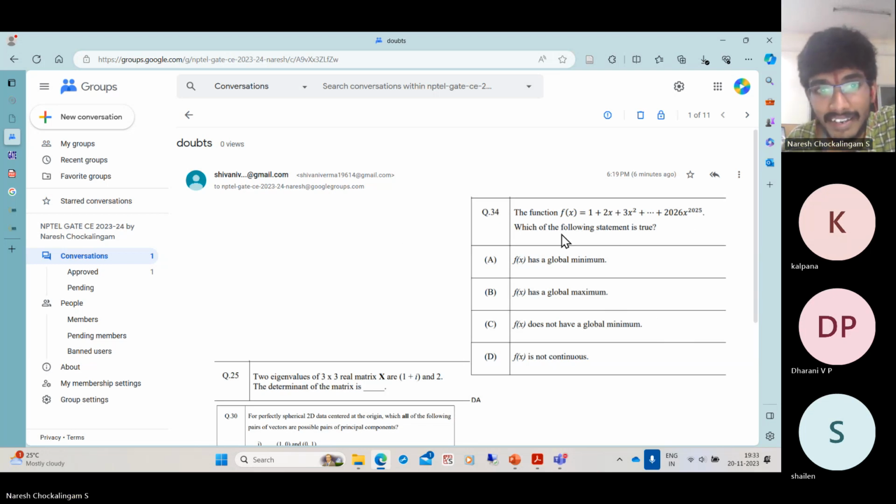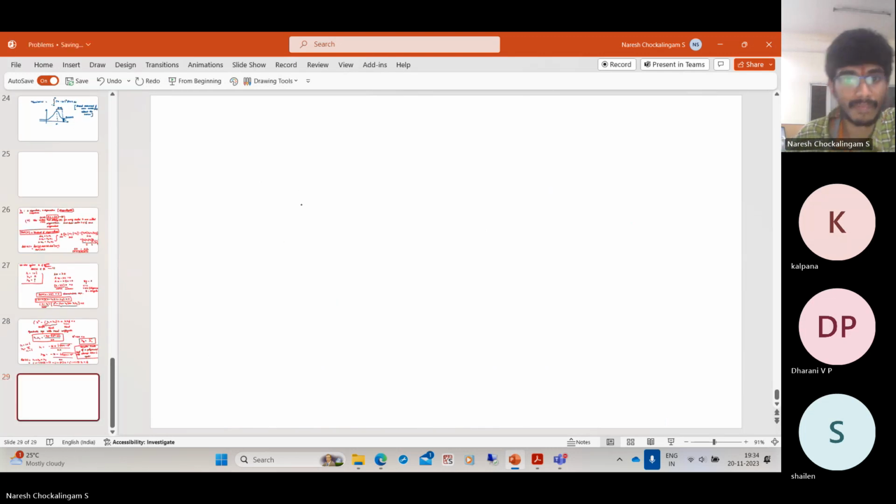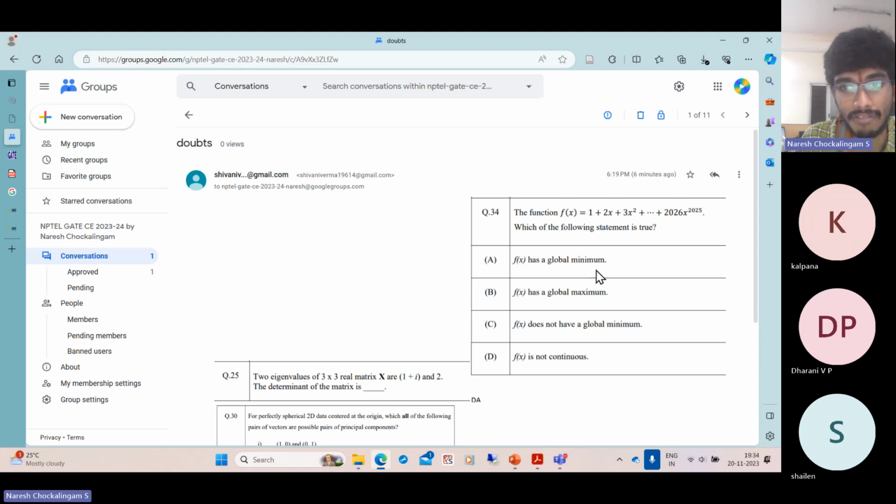Right? Fine. So the function f of x is given as this. There is an interesting question, let us solve this. We are given f of x is 1 plus 2x plus 3x squared up to 2025 x power 2024. Now they have given many options. A lot of those options have to do with local minimum, local maximum, global minimum, global maximum. So that is okay.